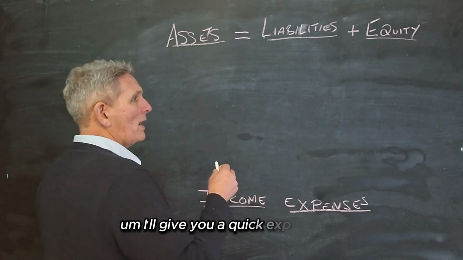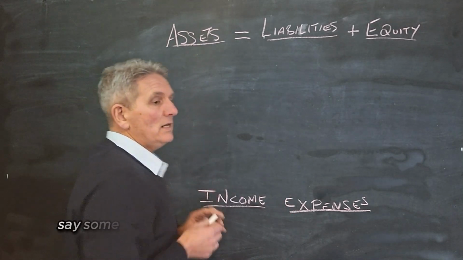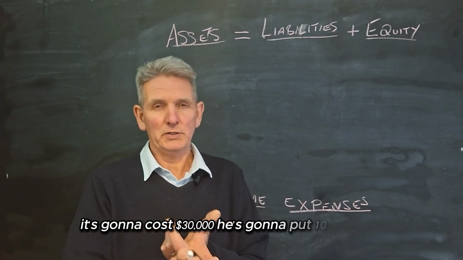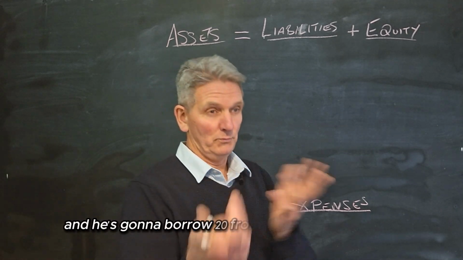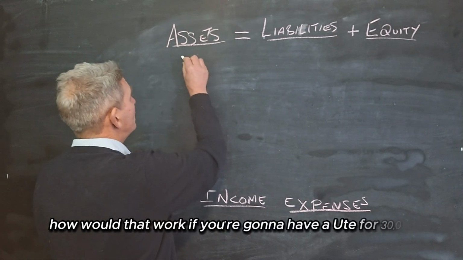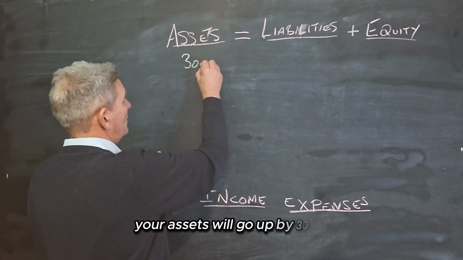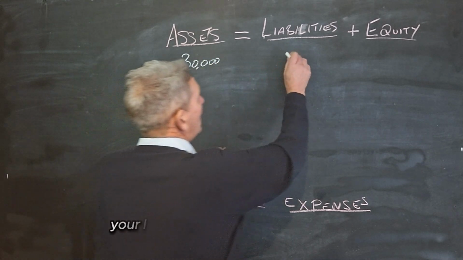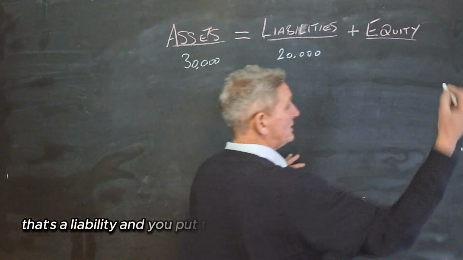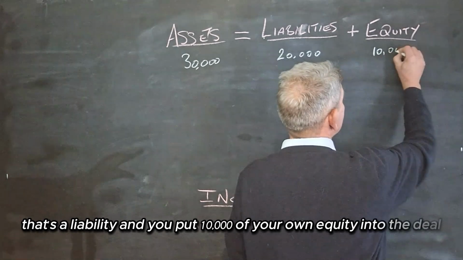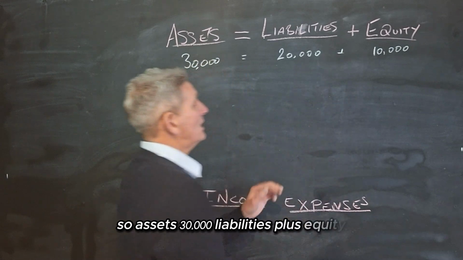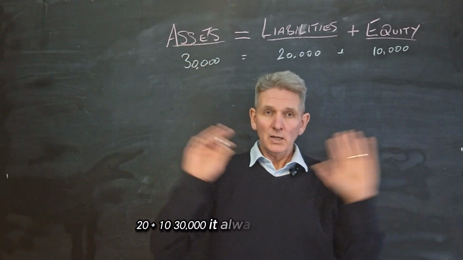I'll give you a quick explanation. Say a tradie wants to go and buy a ute. It's going to cost $30,000. He's going to put 10 grand in, and he's going to borrow 20 from the bank to pay for it. How would that work? If you're going to have a ute for 30,000, your assets will go up by 30,000. Your liabilities, you'll owe the bank 20,000. That's a liability, and you put 10,000 of your own equity into the deal. So assets 30,000, liabilities plus equity 20 plus 10, 30,000.